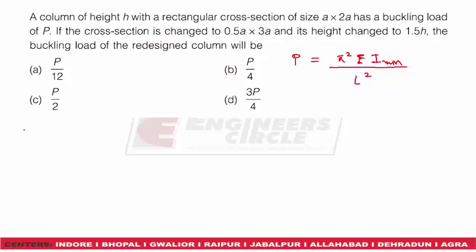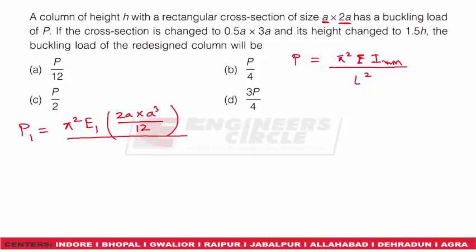For the first case, P1 will be equal to π²E I_min, and the dimensions are a into 2a. So I will be equal to bd³/12, so b = 2a and d = a, giving a³ times 2a by 12, divided by the length of the column squared. The length of the column is given to us as h, so h². So this is π² E into 2a⁴ by 12, that is π² E a⁴ by 6h².